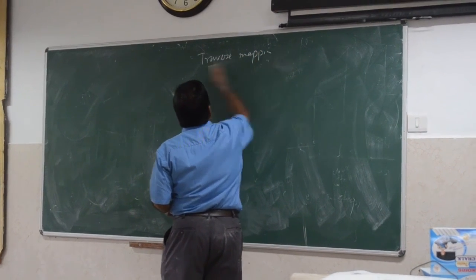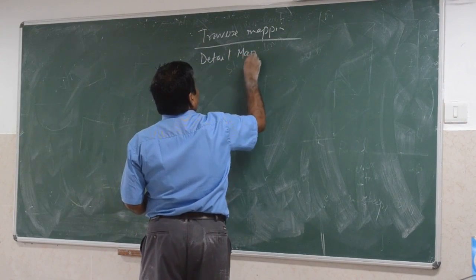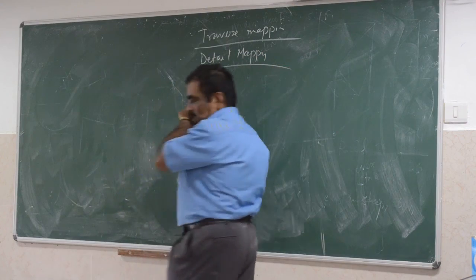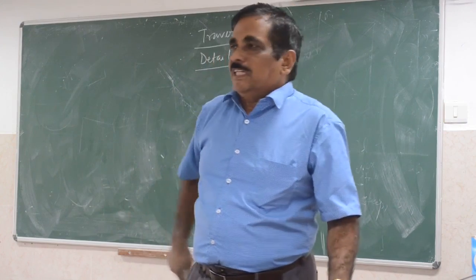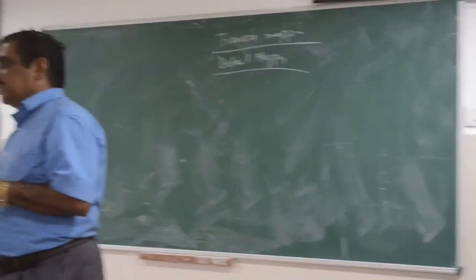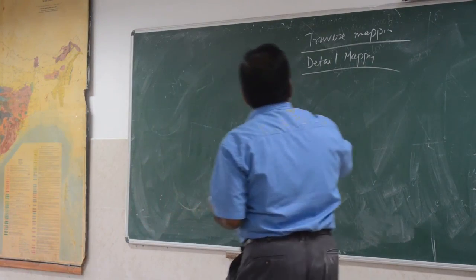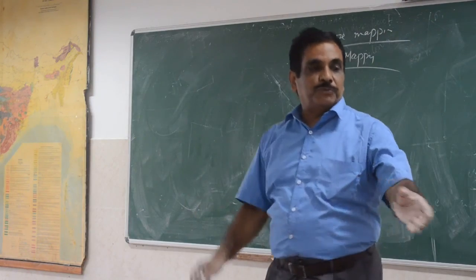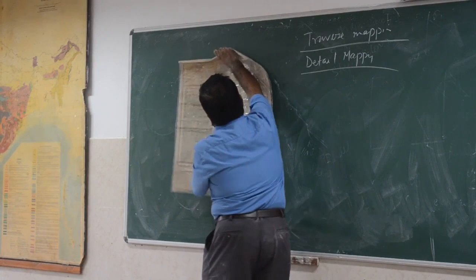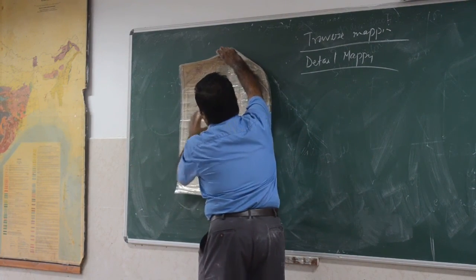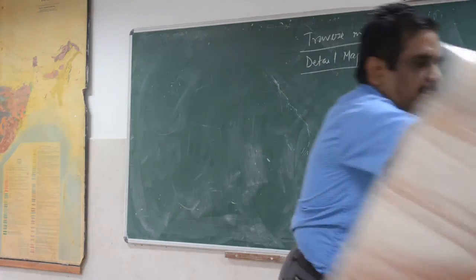Now we will go to determinant. So in detail mapping, you require a composite. For making any mapping, you require a composite. But for detail mapping, whatever composites have been given to you by your office or the organizer, you have to enlarge it. Suppose this area, you want to do detail mapping, you have to enlarge it. Understood? So you have to enlarge the document.